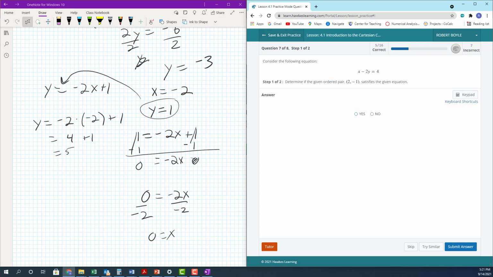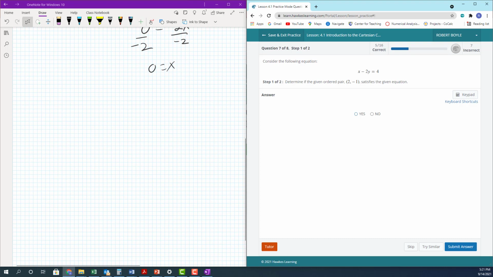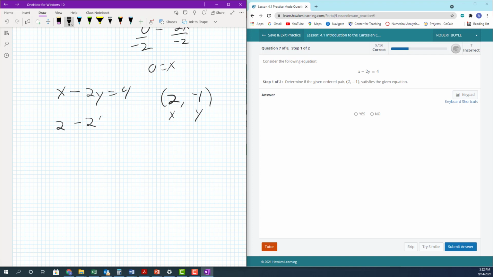Here we have considered the following equation. In this case, it is x minus 2y is equal to 4. All right, and we have the ordered pair 2 comma negative 1, and we want to determine if this ordered pair satisfies the equation. So what we can do is set x equal to 2, set y equal to negative 1. Remember, this is x, this is y, and see if this is a true statement. So we replace x with 2, we replace y with negative 1, and hopefully that will be equal to 4.